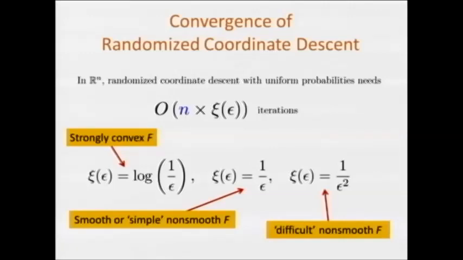So you have a strongly convex function, you get linear convergence, or some people call it exponential, whatever you want to call it, log(1/epsilon). If you have something smooth or simple non-smooth, such as lasso, so you have just L1 regularized, you get 1 over epsilon. If something difficult, you would get 1 over epsilon squared, right?